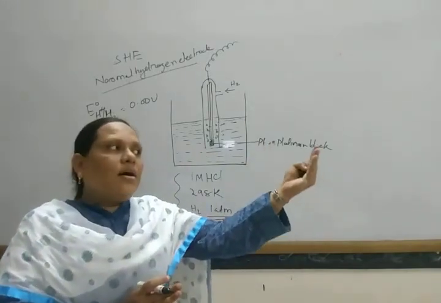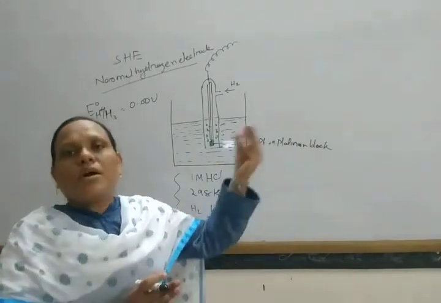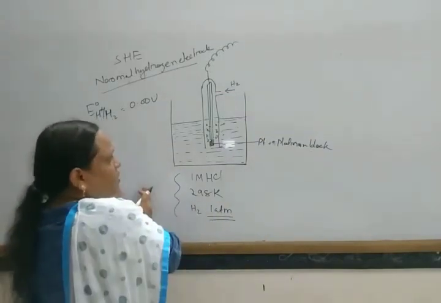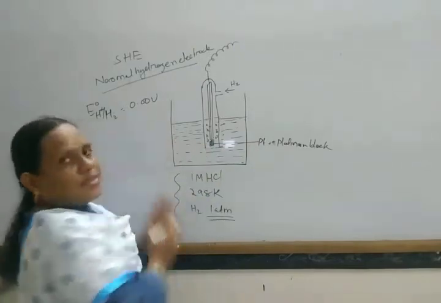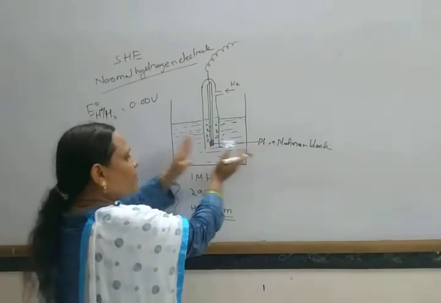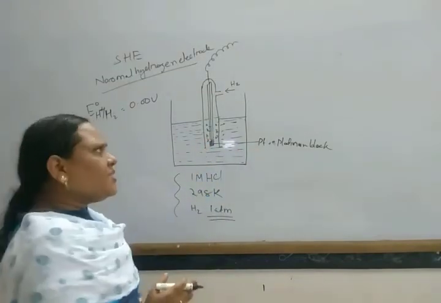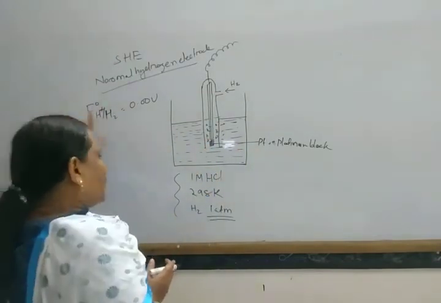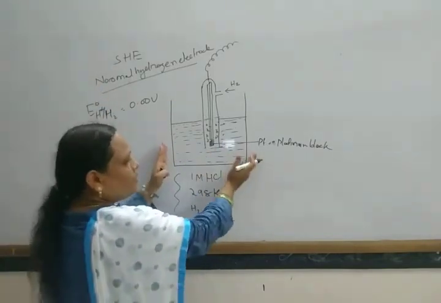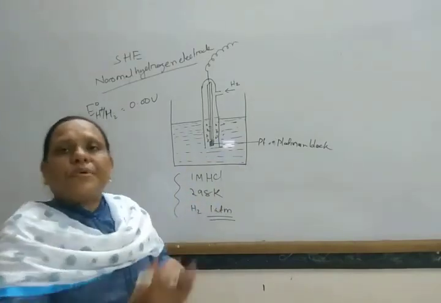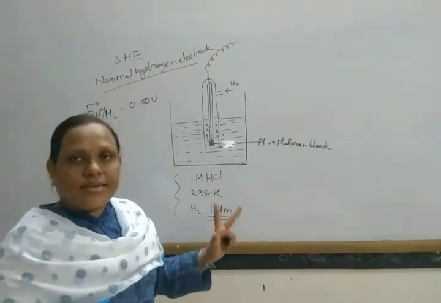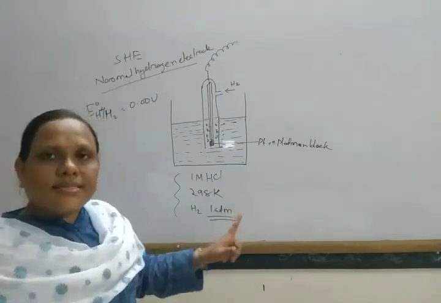This half cell is then coupled with another, for example a zinc rod dipped in zinc sulfate, or a copper rod dipped in copper sulfate. In this way, for every metal ion, for every type of element, the hydrogen electrode is connected, and from that the standard cell potential is calculated.